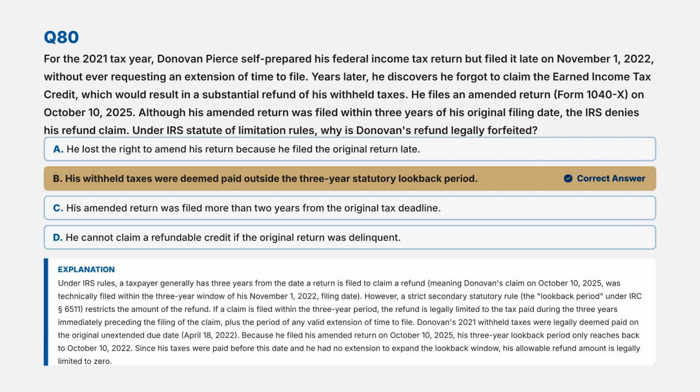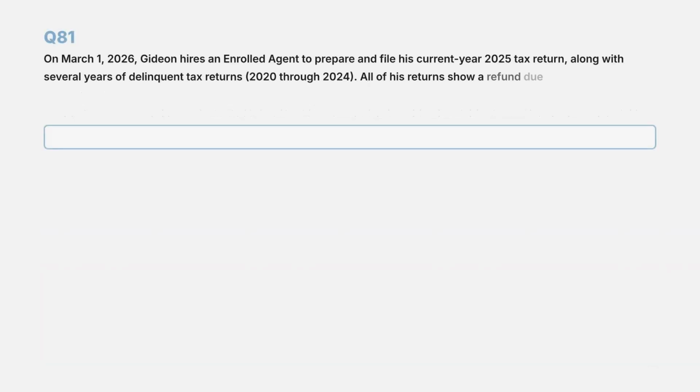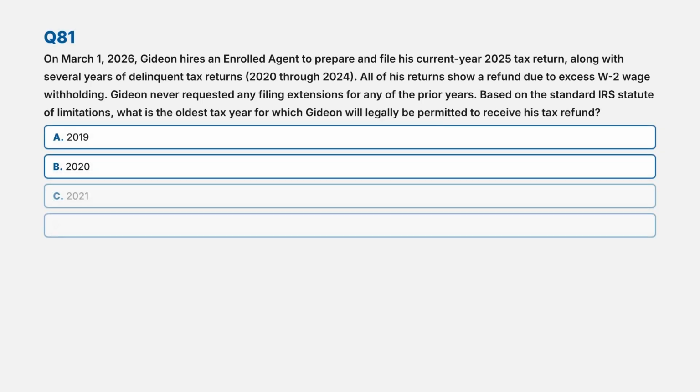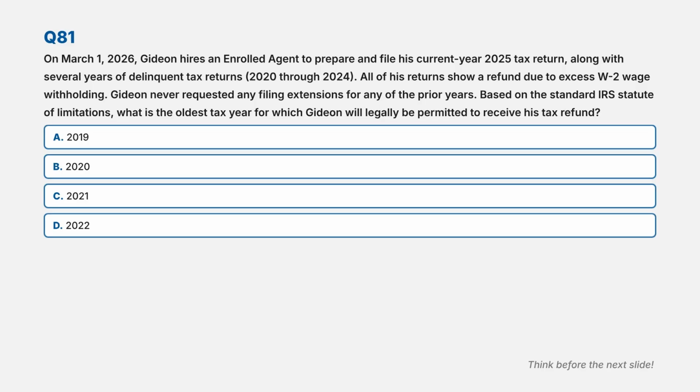Great. Let's move to question 81. Question 81. Here's the scenario. On March 1st, 2026, Gideon hires an enrolled agent to prepare and file his current year 2025 tax return, along with several years of delinquent tax returns 2020 through 2024.